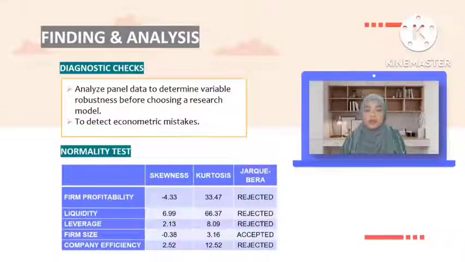Based on the table, only firm profitability and the firm size are negatively skewed. Then for kurtosis, the majority of all the variables have positive kurtosis because a leptokurtic distribution has a strong deviation. Now for the Jarque-Bera, only the firm size is accepted for the null hypothesis because it does follow the normal distribution and the result of the normality is p-value greater than 0.05.